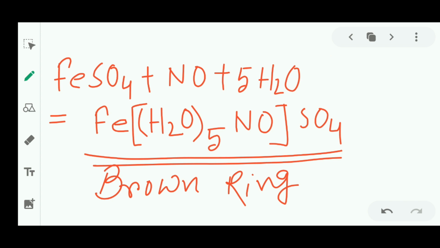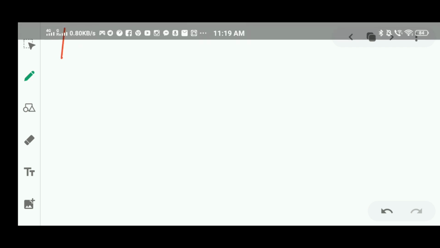Okay, next we need to identify the presence of sulfuric acid, that is H2SO4. Presence of sulfuric acid.